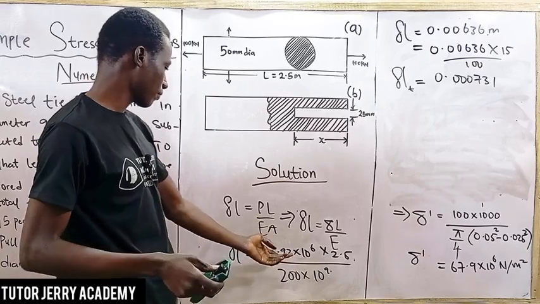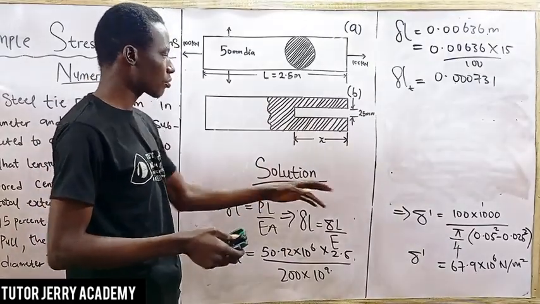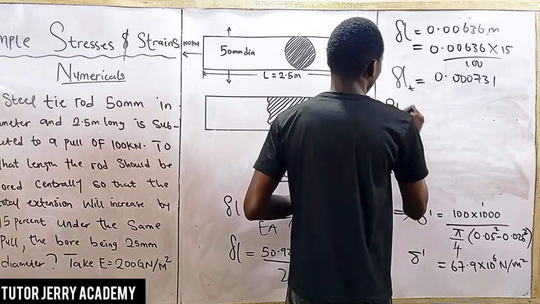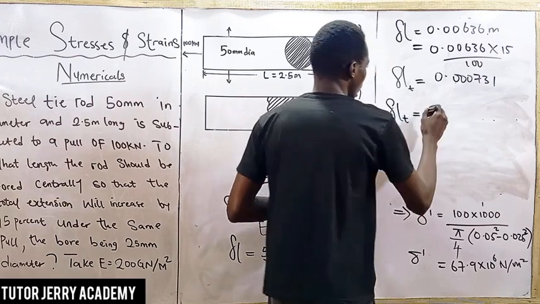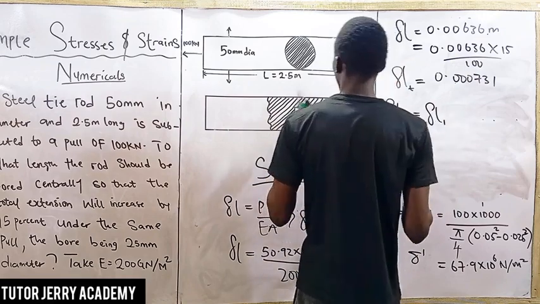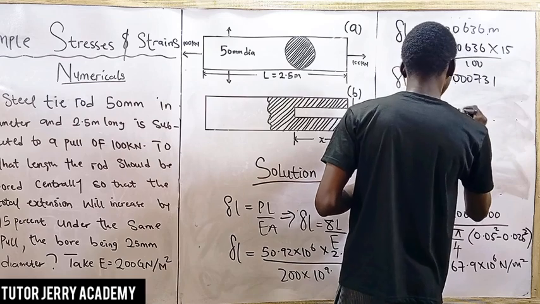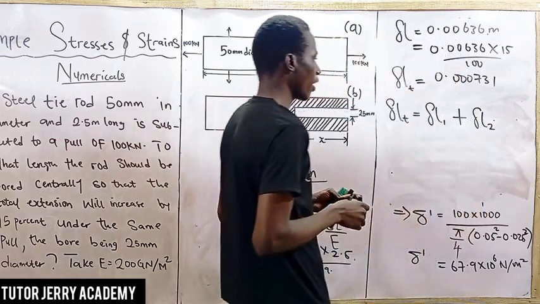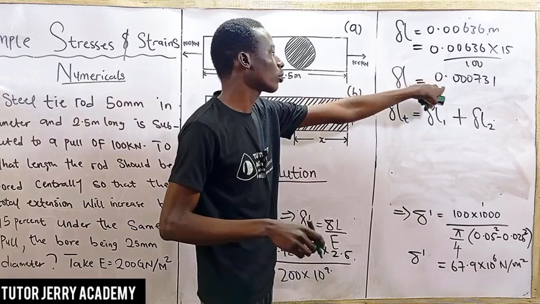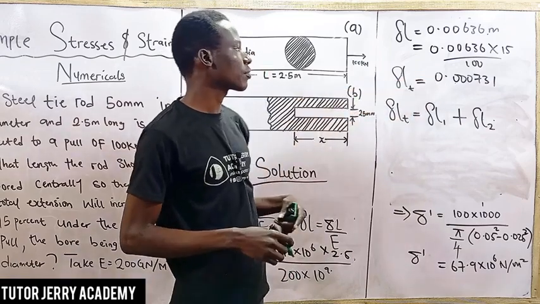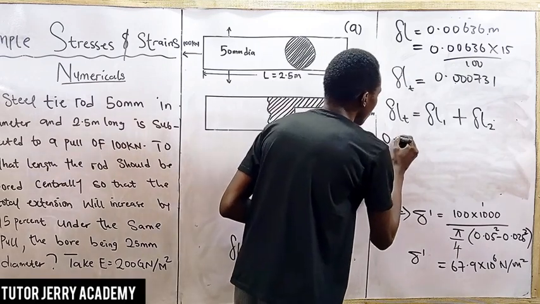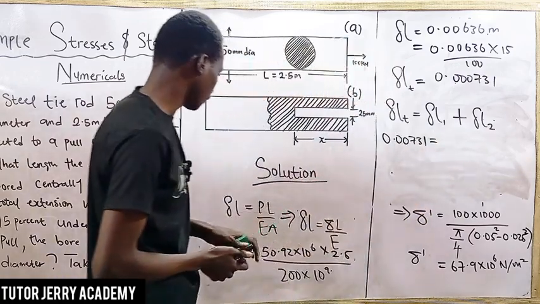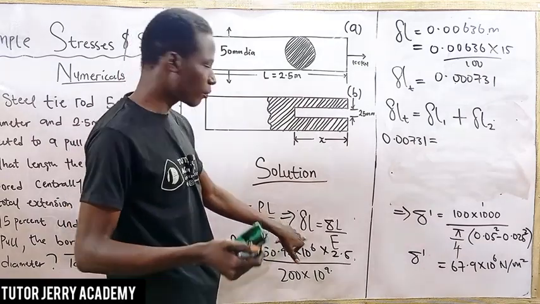Of course, I have my stress of the solid section. I also have my stress of the reduced section. Now, total extension will be equal to the stress of the solid section plus the stress of the reduced section. This is what we are having. So now, of course, we know that the total elongation is nothing but 0.00731. So we have 0.00731 equal to.